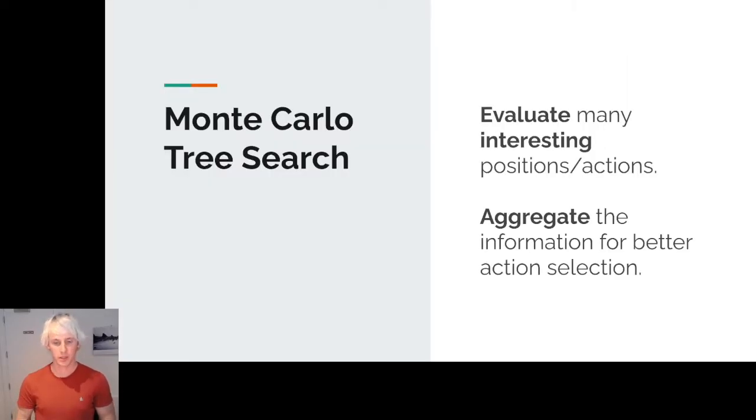Now, of course, we still have to somehow choose which positions to evaluate. How do we combine these estimates from the value and the policy network? And this is where Monte Carlo tree search comes into play. On the one hand, we want to evaluate many interesting positions, many interesting actions. On the other hand, we want to aggregate all of this information into one good estimate that we can use to choose the best action.